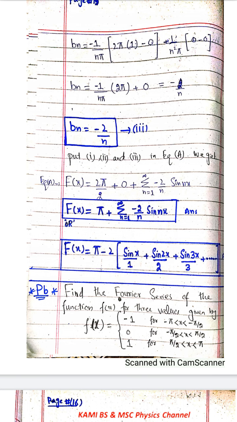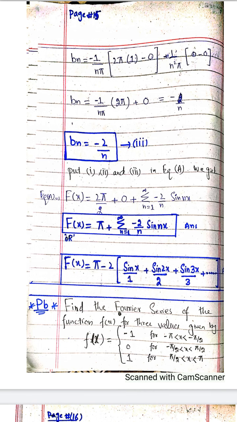Now we will put 2, so sin 2x divided by 2. Now we put 3, sin 3x divided by 3. Here n starts from 1 up to infinity. This is also the required answer. Okay, now this is the required Fourier series of the function f of x equal to x within the limit 0 to 2 pi.